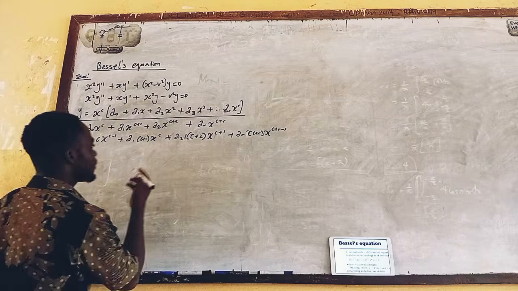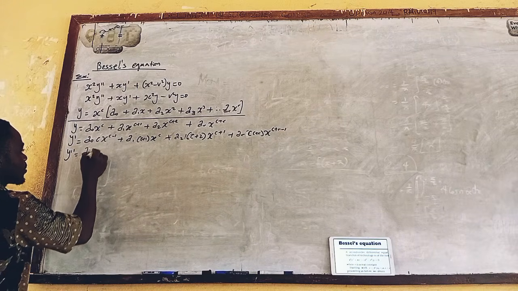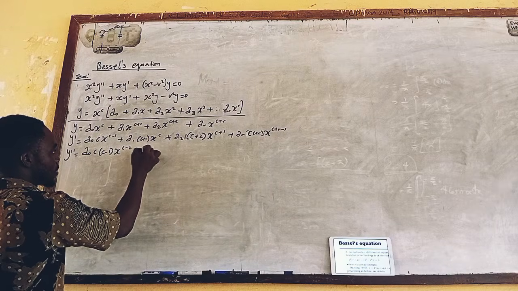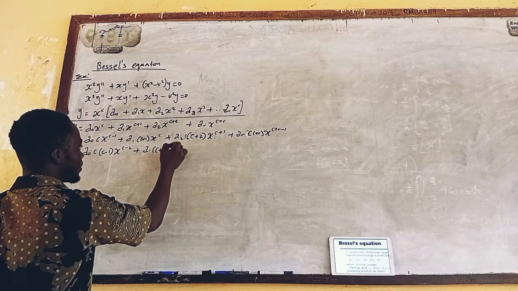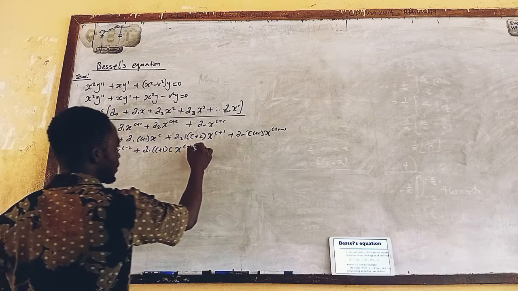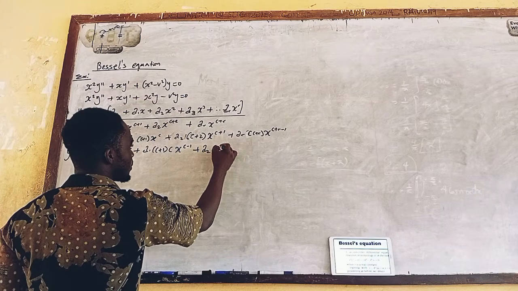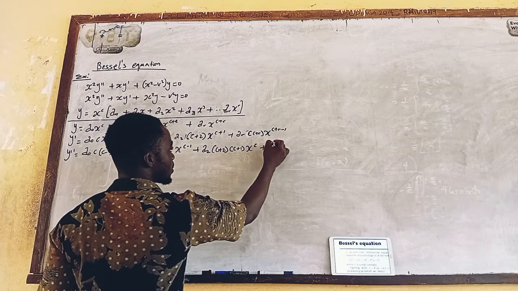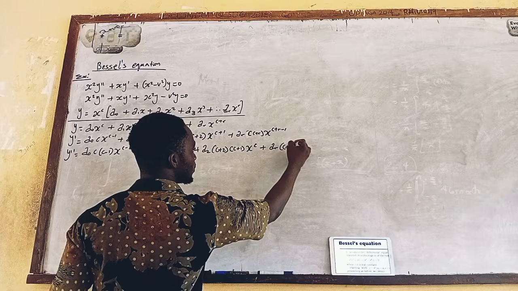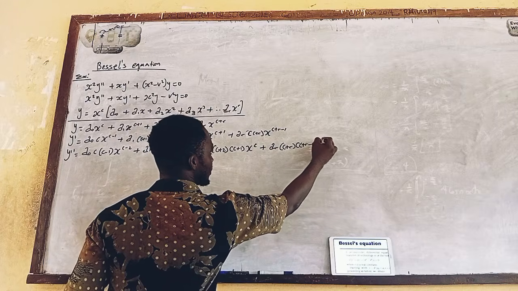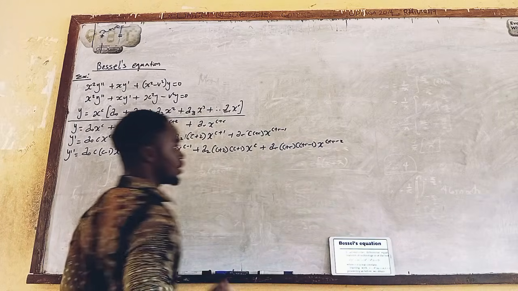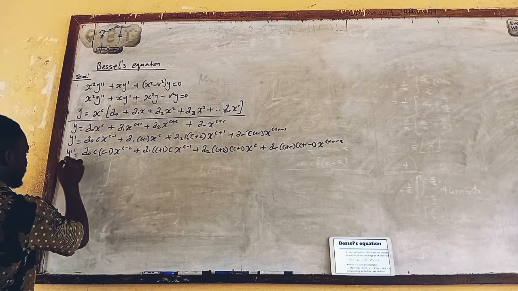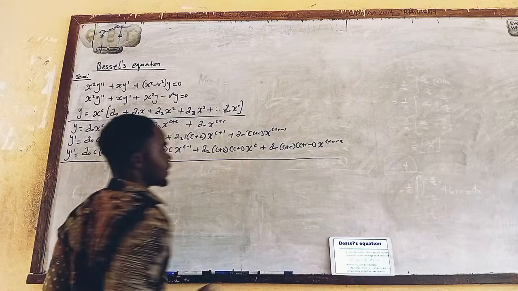Let's get y prime prime. Differentiate all this again to give us y prime prime. We have a naught c (c minus 1) x raised power c minus 2 plus a1 (c plus 1) c x raised power c minus 1 plus a2 (c plus 2)(c plus 1) x raised power c, and so on, plus ar (c plus r)(c plus r minus 1) x raised power c plus r minus 2. This is our y prime prime. That is the first method.